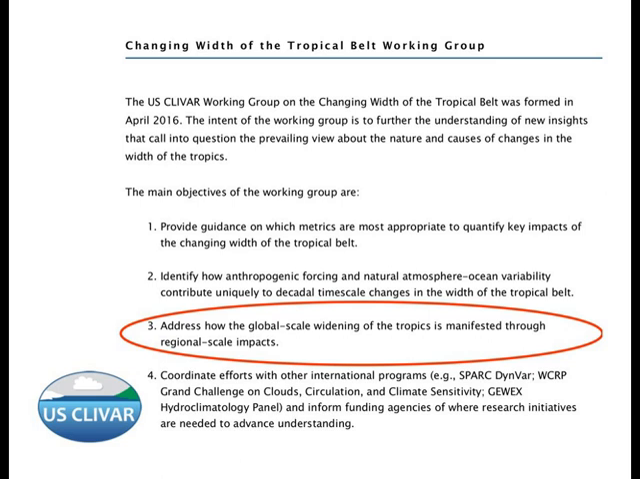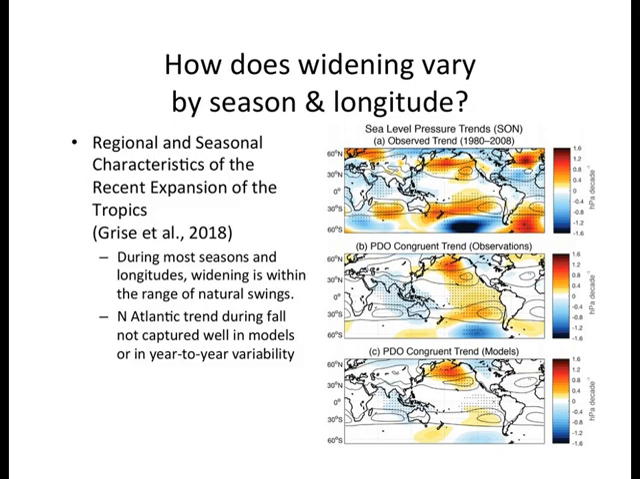The regional impact of widening is actually closely linked with the forced versus the naturally varying width of the tropics. And Kevin actually kept this in mind in his recent work, regional and seasonal characteristics for the recent expansion of the tropics, with the idea that the forced widening of the tropics may have a different pattern than the natural variability in the width of the tropics.